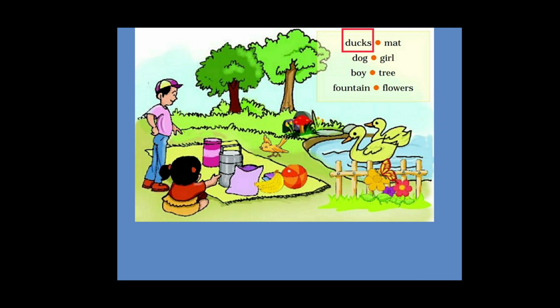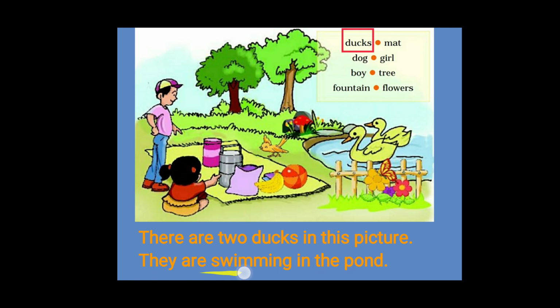First, we will take the word ducks. We will make a sentence with ducks. Let's see. There are 2 ducks in this picture. They are swimming in the pond. So one sentence we can write about this picture is there are 2 ducks in this picture. Next sentence can be they are swimming in the pond. So now we'll move to the next word.